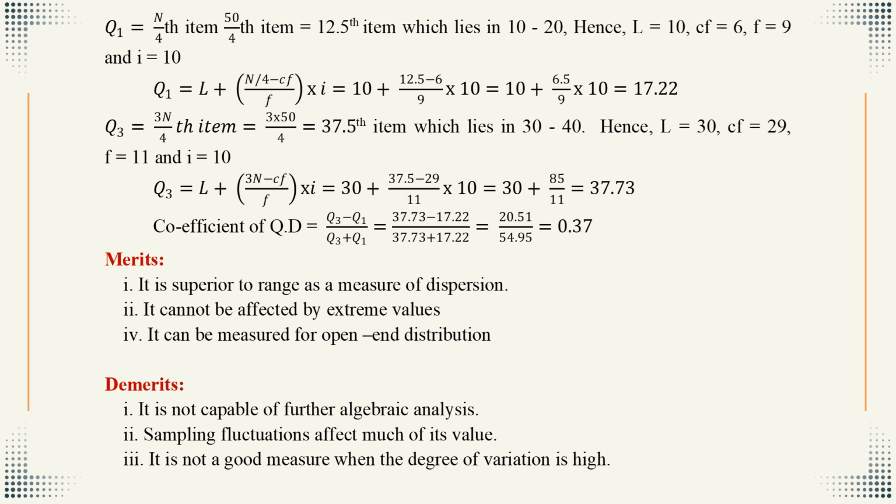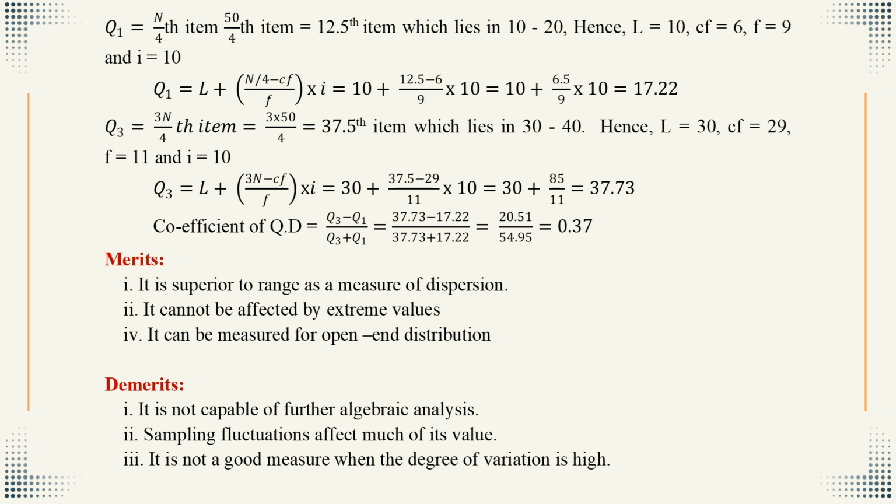Then apply the formula Q1 equal to L plus n by 4 minus CF by F into I. 10 plus 12.5 minus CF, that is cumulative frequency just before it. That value gives you 17.22. Then Q3 equal to 3 into n by 4th item, that is 3 into 50 by 4 equal to 37.5th item, which lies in 30 to 40. Hence L equal to 30, CF 29, F equal to 11, and I equal to 10. Then when applying, that will give the value 37.73.